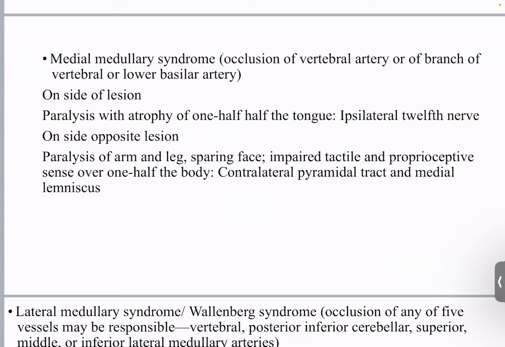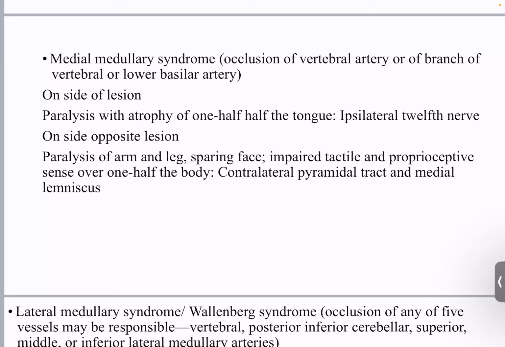So which cranial nerves originate from the medulla? 9, 10, 11, and 12. But I told you the motor cranial nerves only will be present in the medial side, which means 12th. Right? So 12th nerve will be affected in the right side. On the side of the lesion, there will be paralysis of one half of the tongue with atrophy.